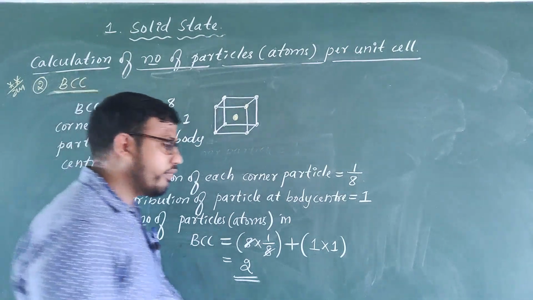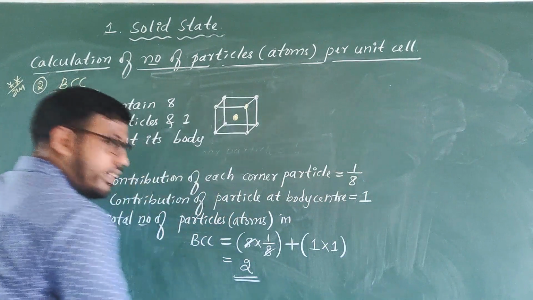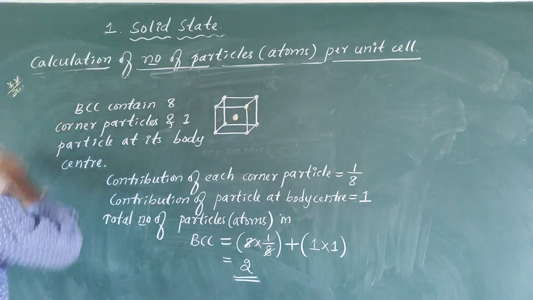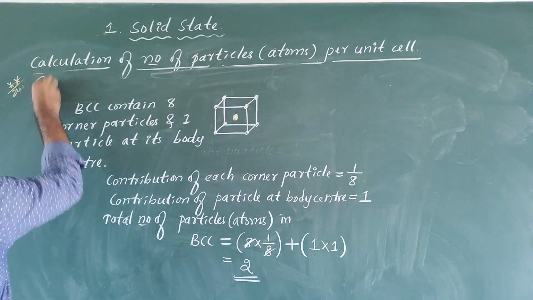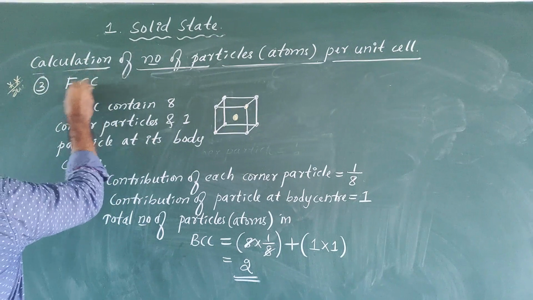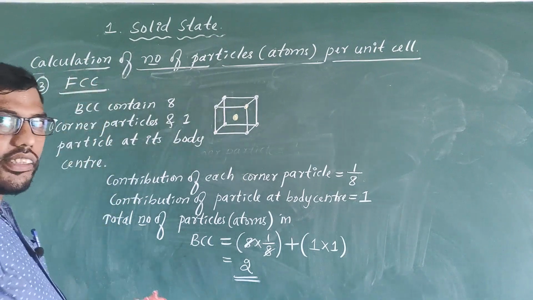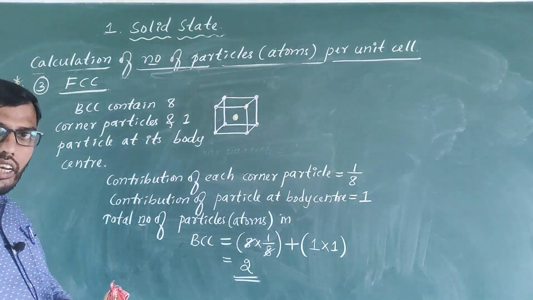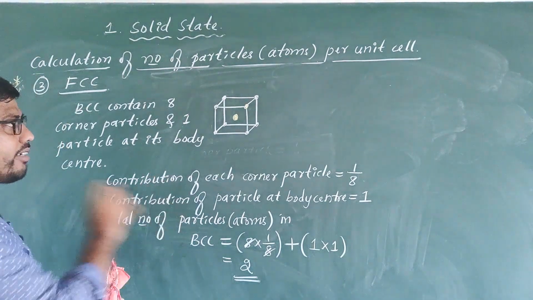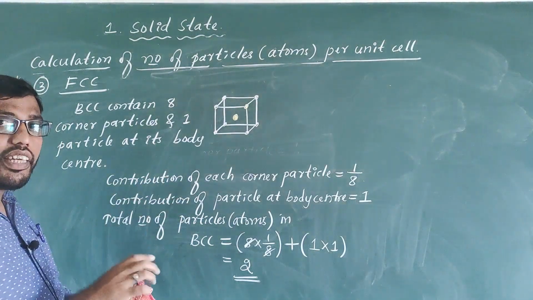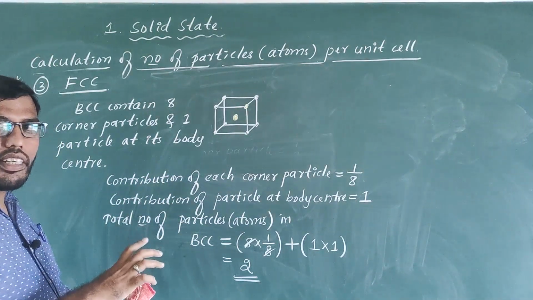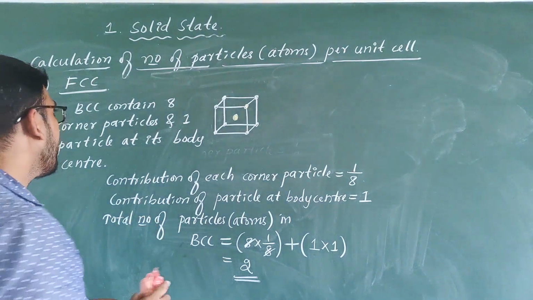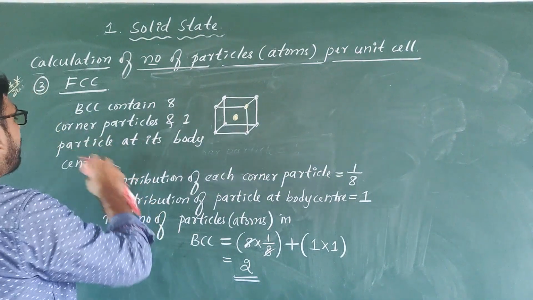So coming to the last one, calculation of the number of particles per unit cell of FCC. Third one, FCC, the name itself indicates face centered cubic unit cell. Face centered cubic unit cell. So now, hope you understand BCC. In the same way we can calculate the number of particles present in FCC also. It is as simple as BCC. Let us see how we can calculate for FCC.